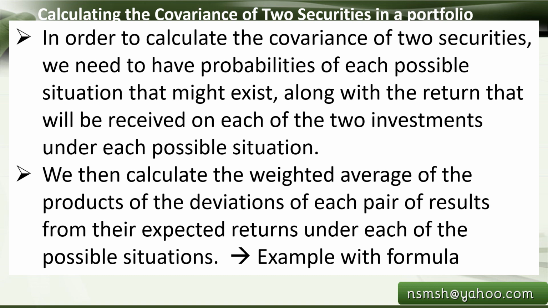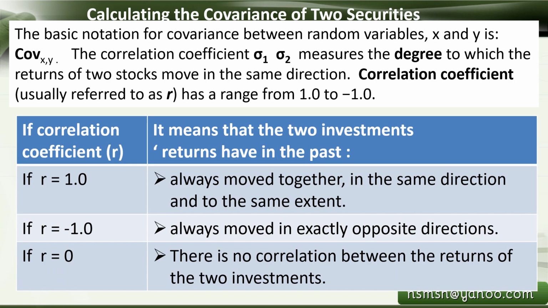We then calculate the weighted average of the products of the deviations of each pair of results from their expected returns under each of the possible situations. That's what we are going to see, with some examples and the formula. It is very simple to understand with examples. Let's see the basic notation for covariance between random variables x and y. Now, the correlation coefficient is given by the covariance divided by the standard deviations of investment 1 and investment 2.